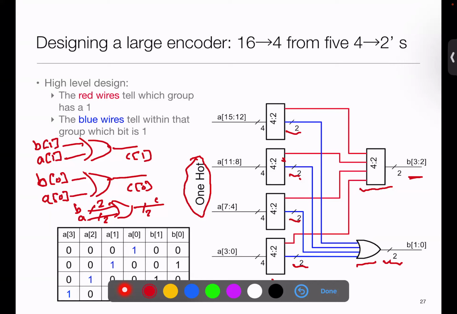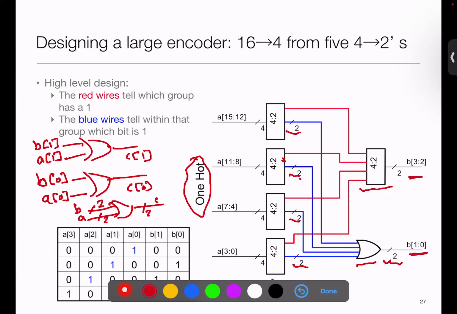So I'm basically taking these blue lines, 3 of them would be all zeros because they did not see a valid one hot output, and one of them would be either 0 0 or 0 1 or 1 0 or 1 1. So I OR them together. That one essentially is passing through, and I'm going to get the lower 2 bits out here.